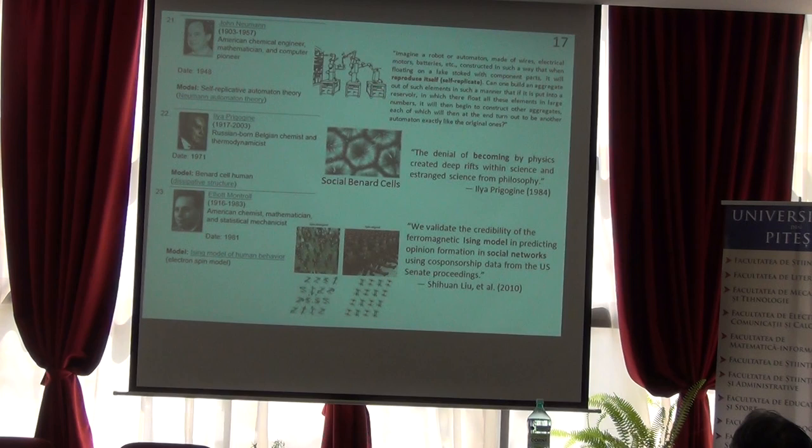So here's Prigozhin. Prigozhin is the most famous for everyone. Prigozhin wanted to reconcile philosophy with hard science. He had this bifurcation theory. Can't go into that now.